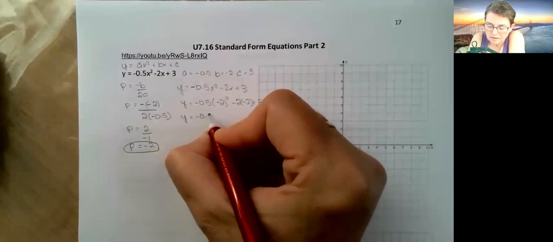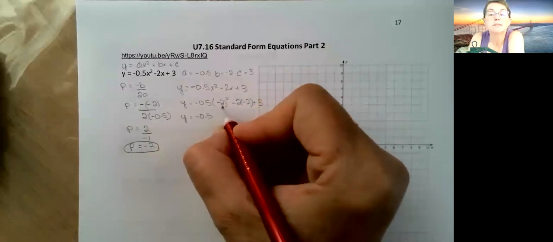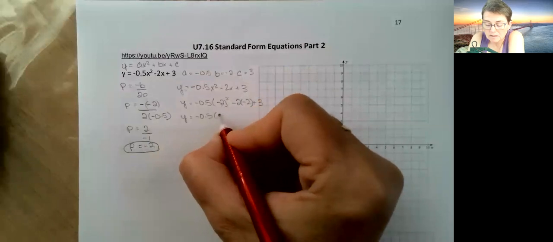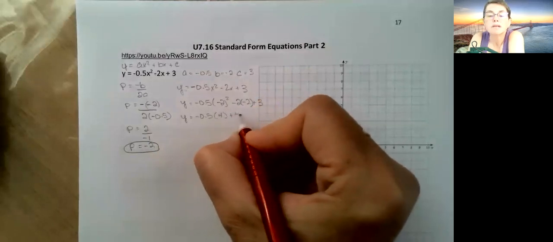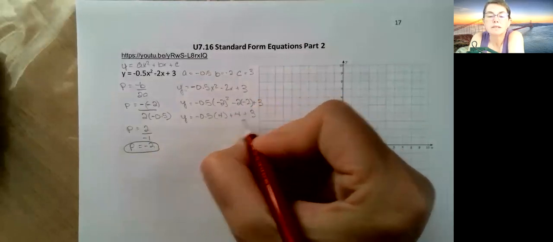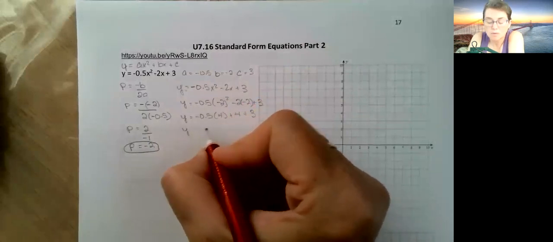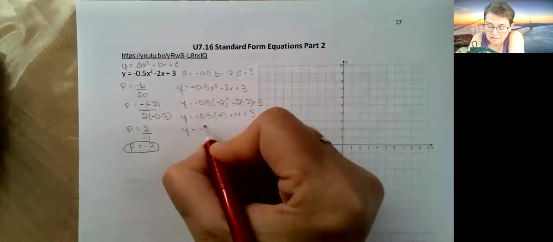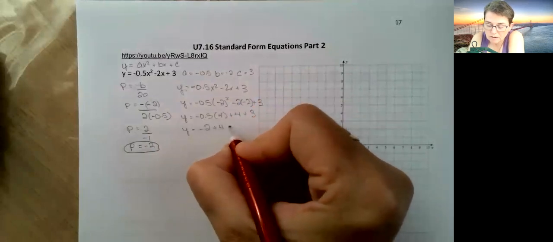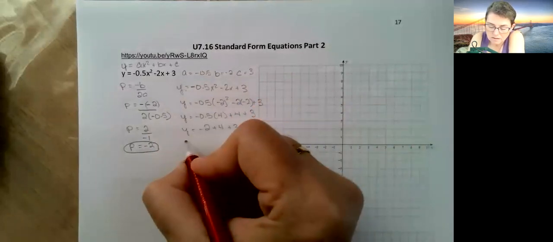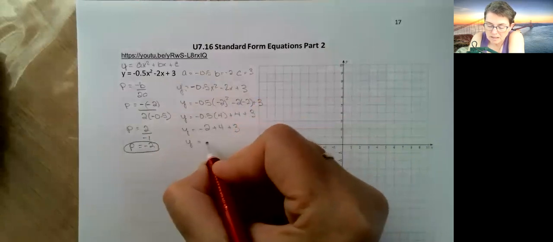Negative 0.5. Now careful, negative 2 times negative 2 will be positive 4, plus 4 plus 3. So a negative 0.5 times 4, that's going to give me negative 2 plus 4 plus 3. So y is going to be about 5.